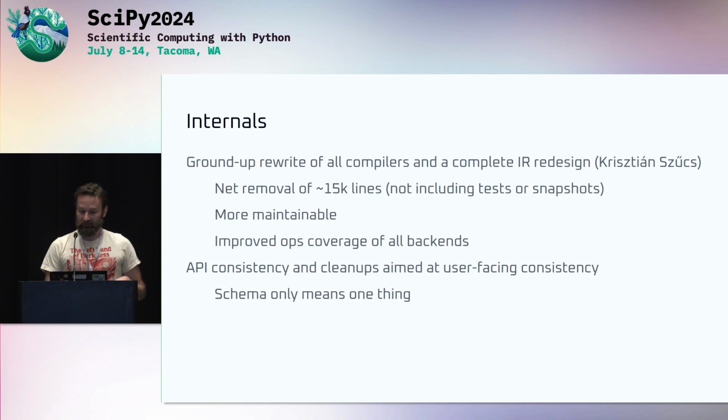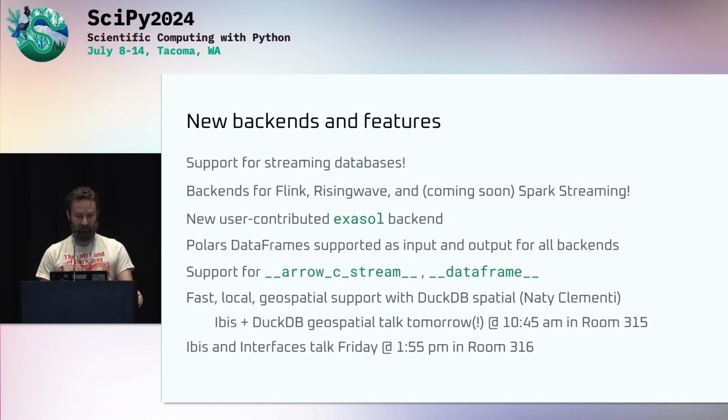API consistency and cleanups. Schema only means one thing in Ibis now, and that is a mapping of column names to data types. And we've eliminated Postgres' horrible abomination of using it to mean 3 different things. That was bad. We have support for streaming databases now, including Flink and RisingWave, and coming soon Spark Streaming. There's a new Exasol backend. You can use Polars data frames as inputs and outputs for all operations. So if you've got a Polars data frame and you want to shove it into Oracle, you can do that now. We have support for dunder arrow C stream, dunder data frame, and fast local geospatial support with DuckDB Spatial.